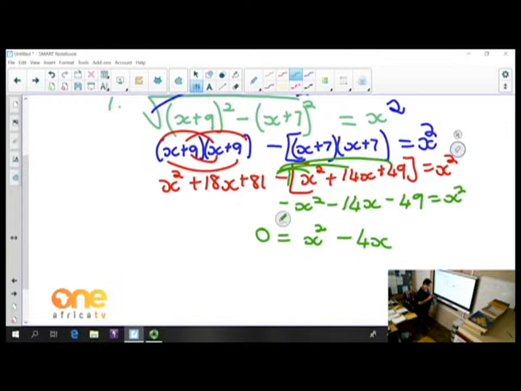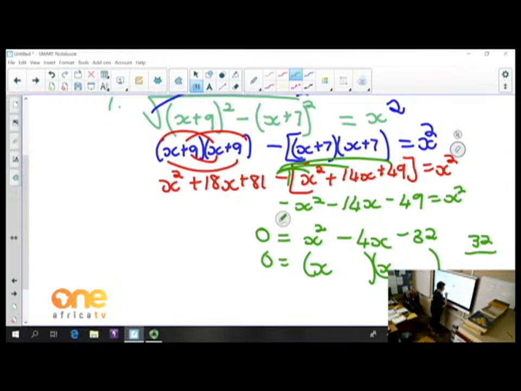Positive 81 minus 49 is equal to 32, but I'm taking it over, so it's minus 32. So now I must factorize it as a trinomial. You can see the algebra is all in here. So x and x, what are the factors of 32? 8 times 4 is 32, so that will be my choice. So I have an 8 and a 4.